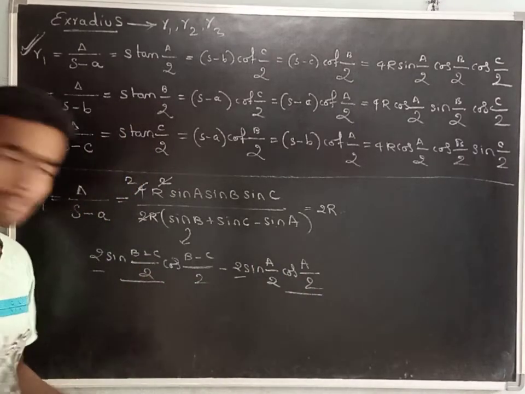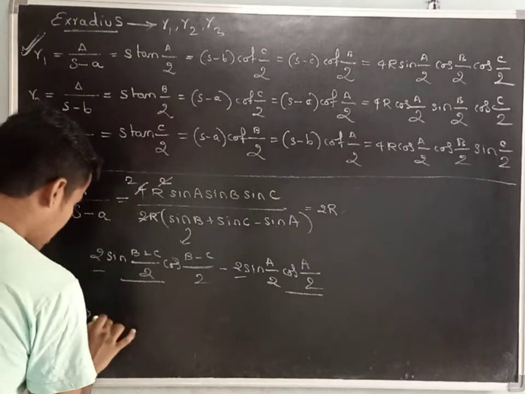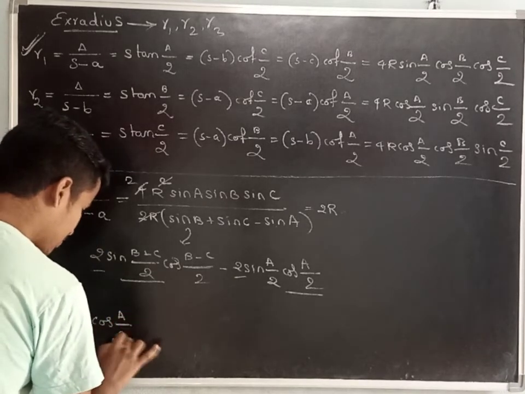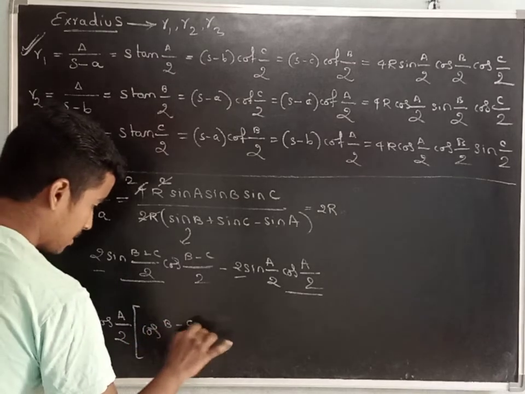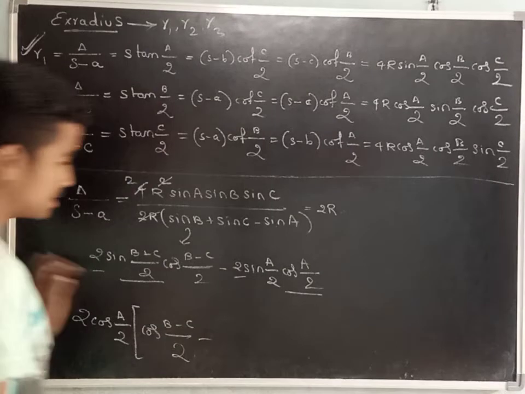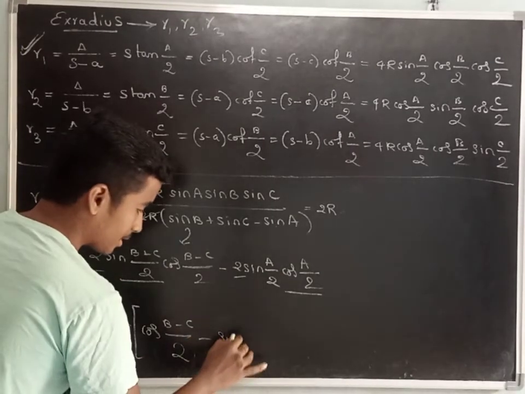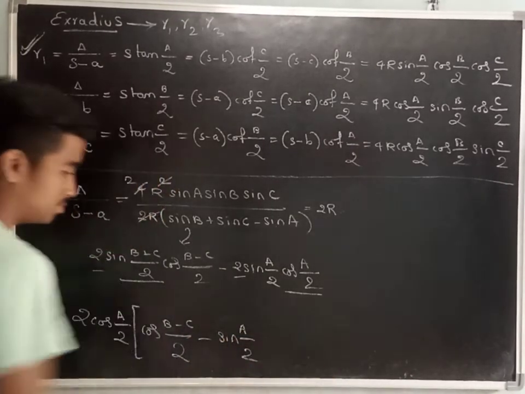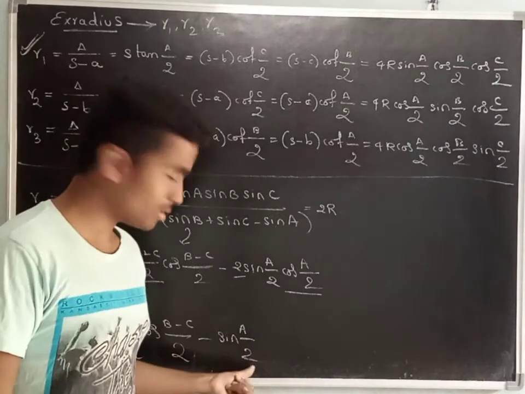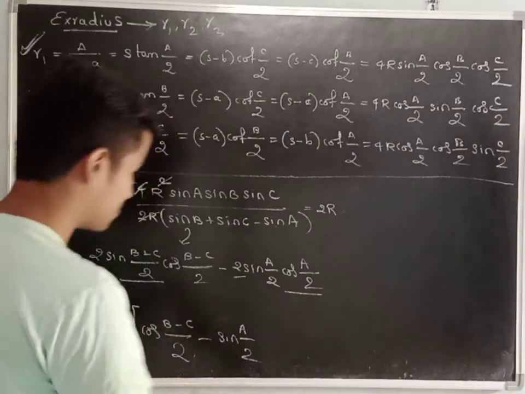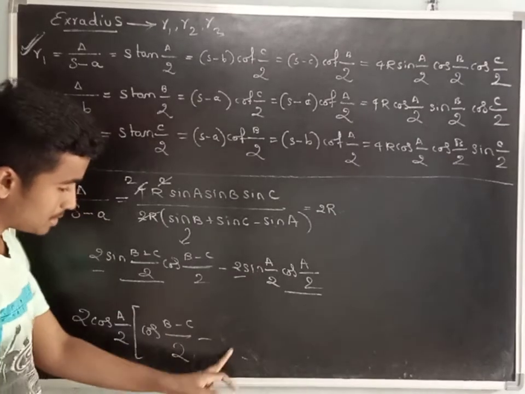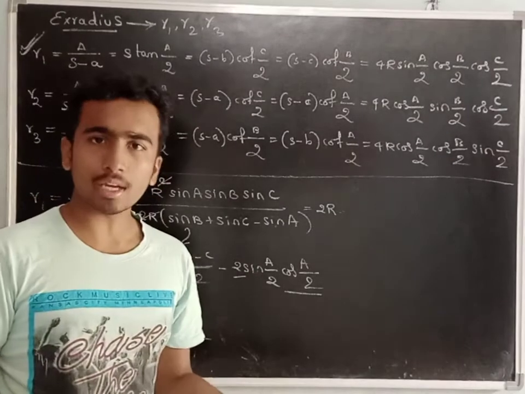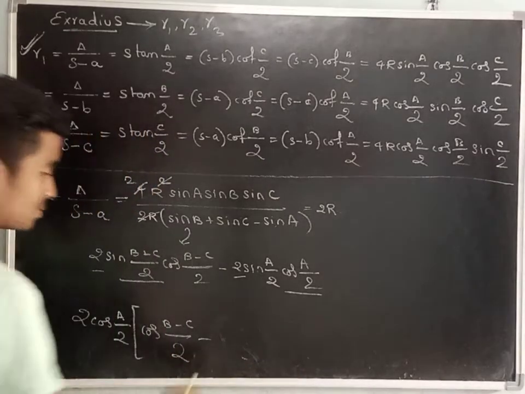These both are the same, right? Taking common 2 cos a/2, the remaining is cos (b minus c)/2 minus sine a/2. Here I have written sine a/2 as remaining, right? Sine a/2 can be written as cos (b plus c)/2.